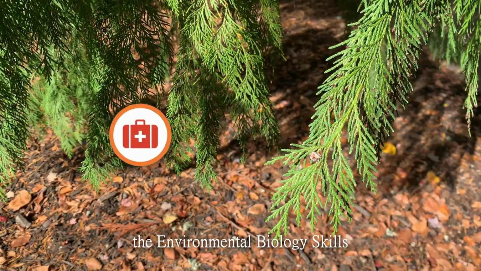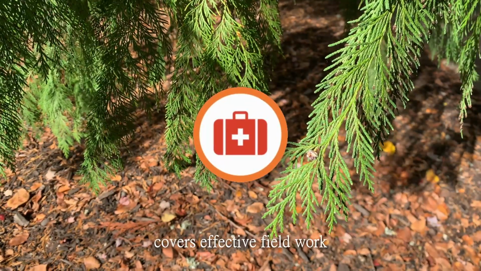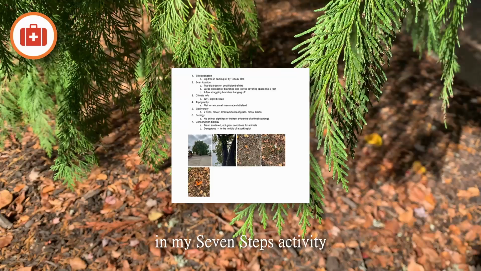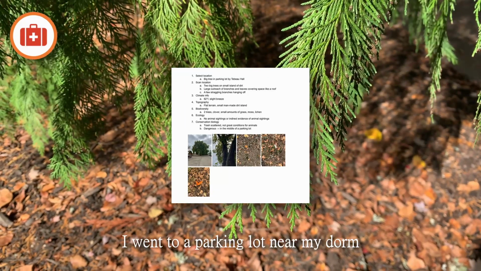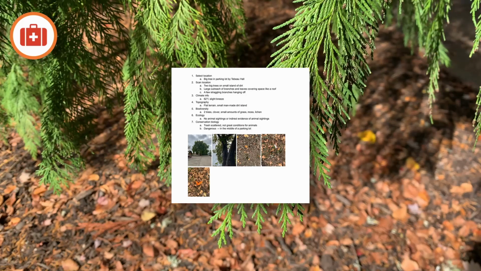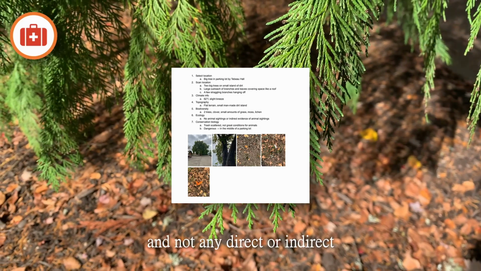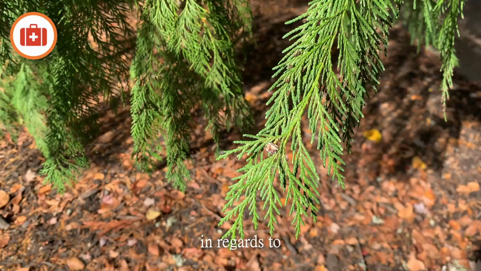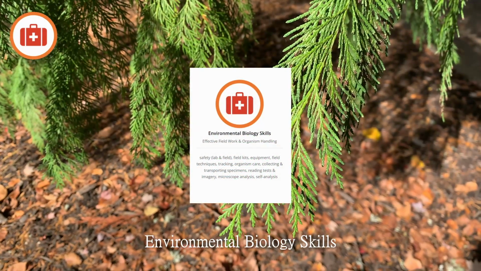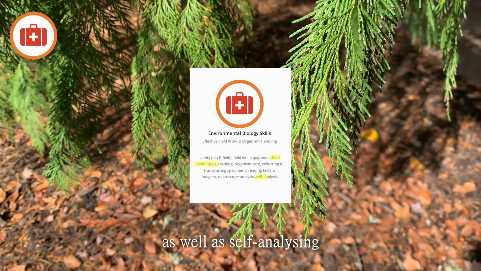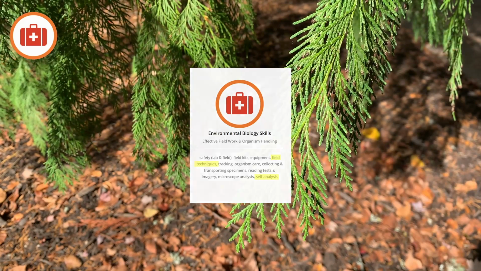The Environmental Biology Skills Learning Objective covers effective fieldwork and organism handling. In my 7 steps activity, I went to a parking lot near my dorm and observed a man-made patch of nature in the middle of the lot. I found a lot of trash and not any direct or indirect evidence of animal sightings. In regards to environmental biology skills, this activity taught me field techniques of observation as well as self-analyzing how I contribute to what I discovered.